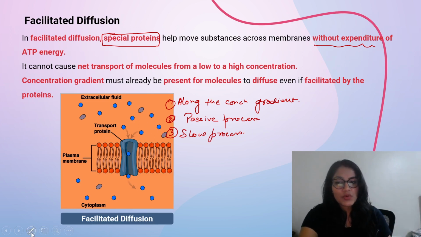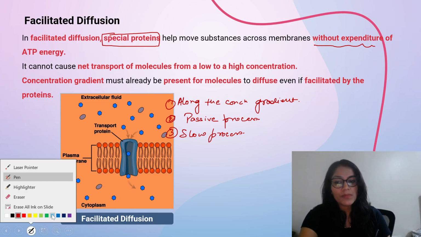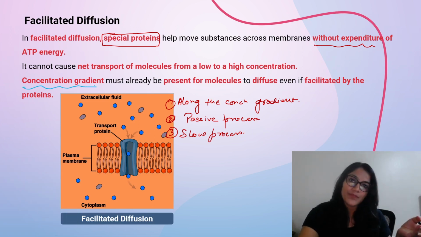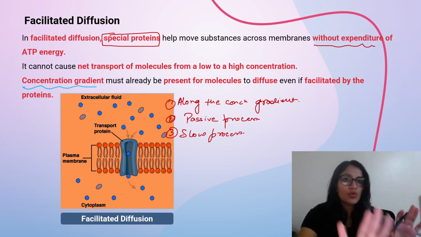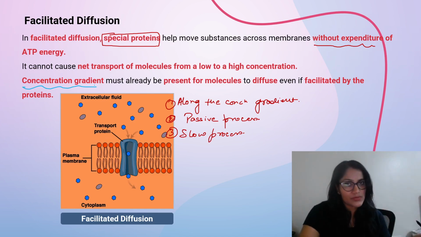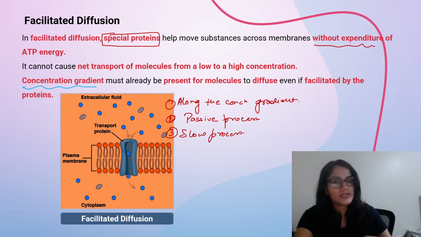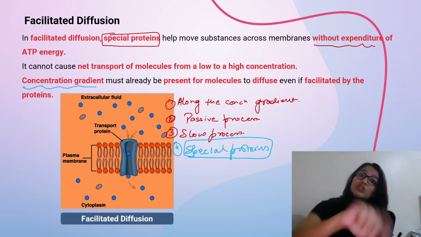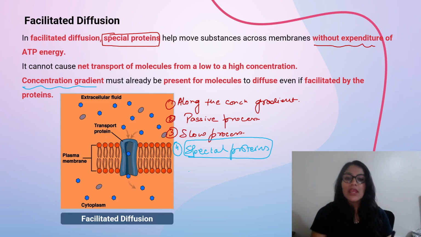नाउ वन वेरी इंपॉर्टेंट थिंग इज कि कॉन्सेंट्रेशन ग्रेडियंट शुड बी प्रेजेंट ऑलरेडी, राइट? कॉन्सेंट्रेशन ग्रेडियंट विल नॉट बी क्रिएटेड, it should be present already. The protein molecules are just going to facilitate the process. वो उसको आसान करने वाले, ठीक है? So ये हमारे पास हो गए 3 मेन पॉइंट्स. इसके अलावा फोर्थ इंपॉर्टेंट पॉइंट इज स्पेशल प्रोटीन्स आर प्रेजेंट. अभी जो स्पेशल प्रोटीन्स है ना बच्चों, जो मेम्ब्रेन में प्रेजेंट है, दैट आर गोइंग टू हेल्प इन द प्रोसेस ऑफ फैसिलिटेटेड डिफ्यूजन. ये जो स्पेशल प्रोटीन्स है ये क्या करते हैं? इनका काम क्या होता है बच्चे?